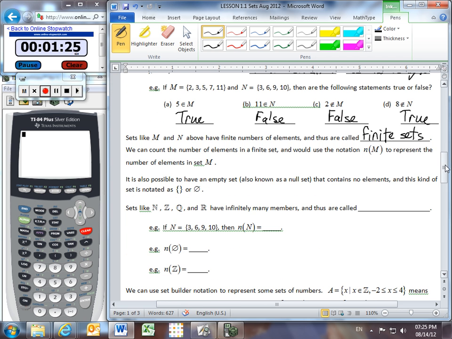Sets like N, Z, Q, and R have infinitely many members in them, and thus they are known as infinite sets.